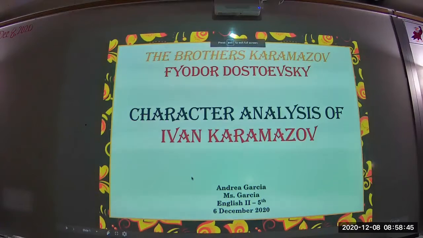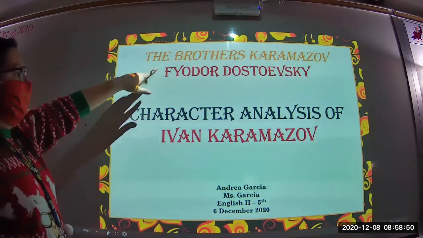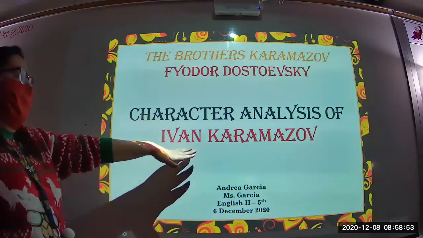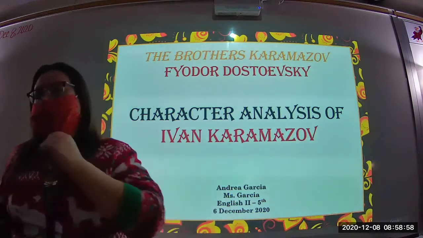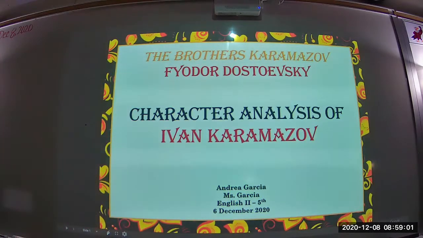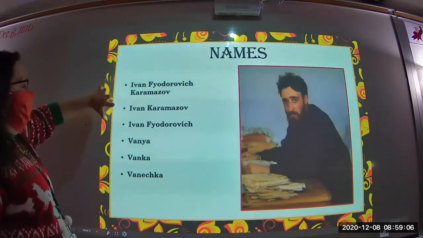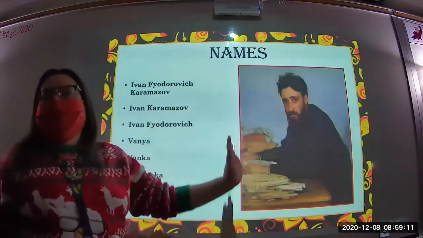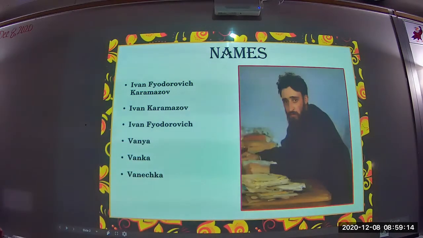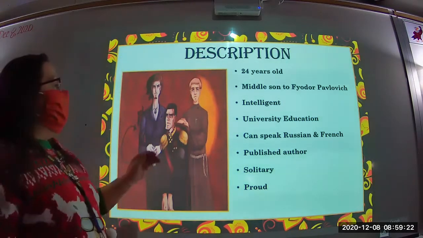The Brothers Karamazov by Fyodor Dostoevsky. Character analysis of Ivan Karamazov. He's one of my favorite characters in the book, and here is my heading. Names: Ivan Fyodorovich Karamazov, Ivan Karamazov, Ivan Fyodorovich, Vanya, Vanka, Vanechka. And this is one of the drawings that people had of him. He looks worried. He has a difficult life. And the description. This would be him over here.